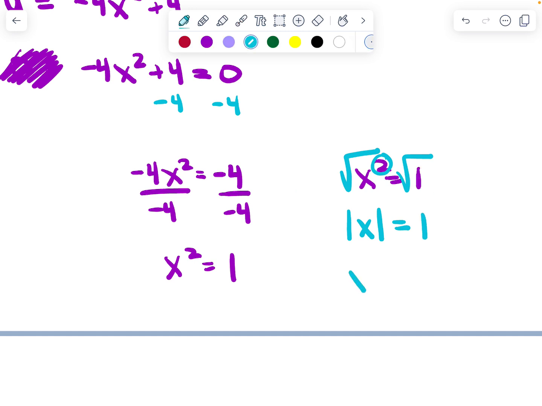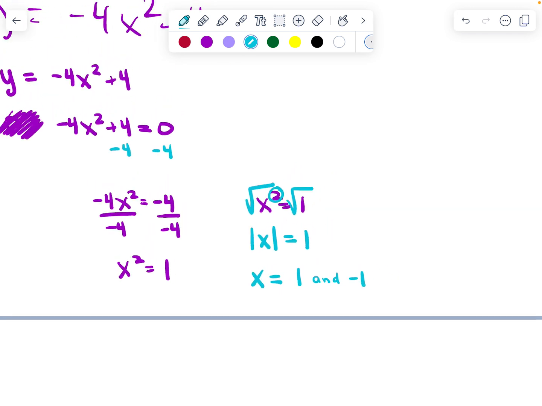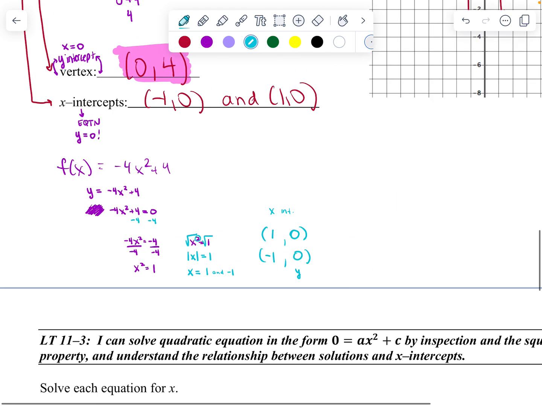And now to drop the bars, we have to walk in both directions. So if we walk to the right one, we're at 1. If we walk to the left one, we're at negative 1. And if we really want to be precise, because we were asked about x-intercepts, there were 2 answers here. Remember, x is the first number. So there's 1, there's negative 1, and this is a y. What do we know about all x-intercepts? The y is 0. So notice you are going to match that and that.